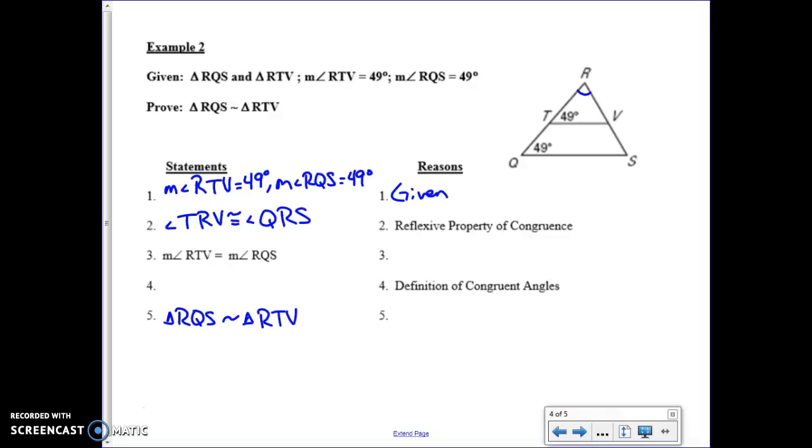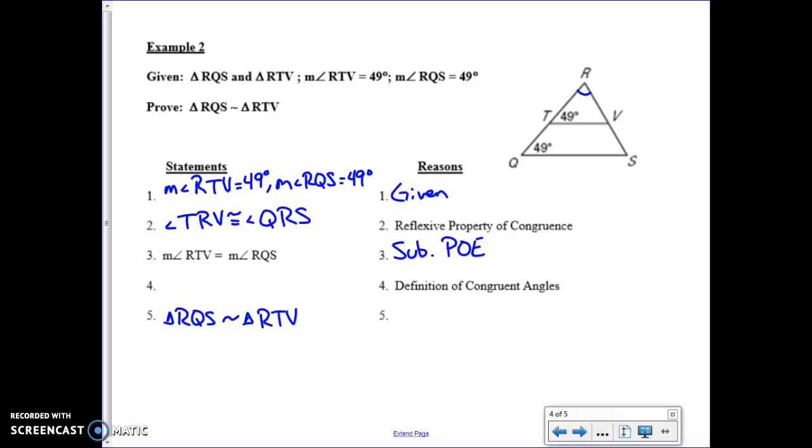Now, we have that the measure of angle RTV is equal to the measure of angle RQS. So we've taken these two statements from the top, it looks like, and we've just combined them together and taken out the 49. So when we do that, that's the substitution property. So substitution property of, and I'm looking and I see an equal sign, so property of equality.